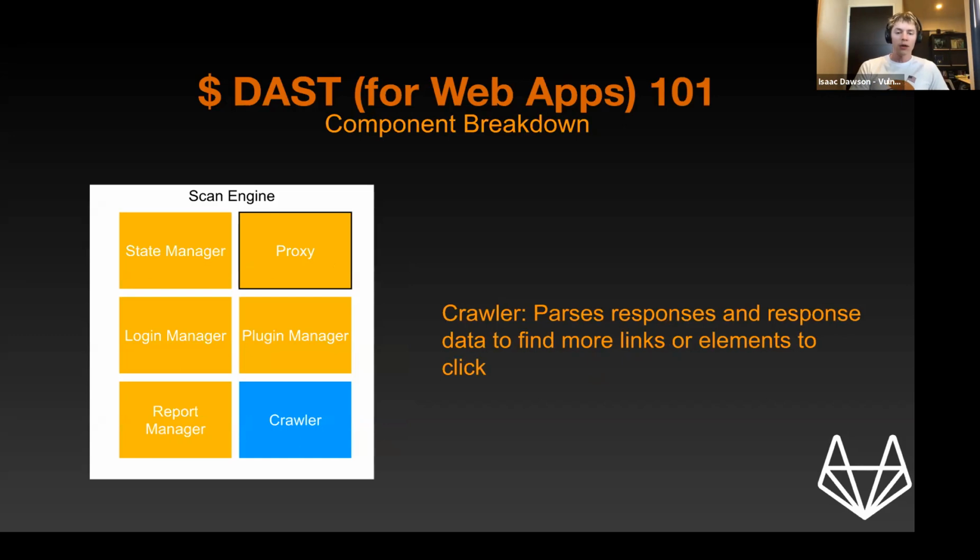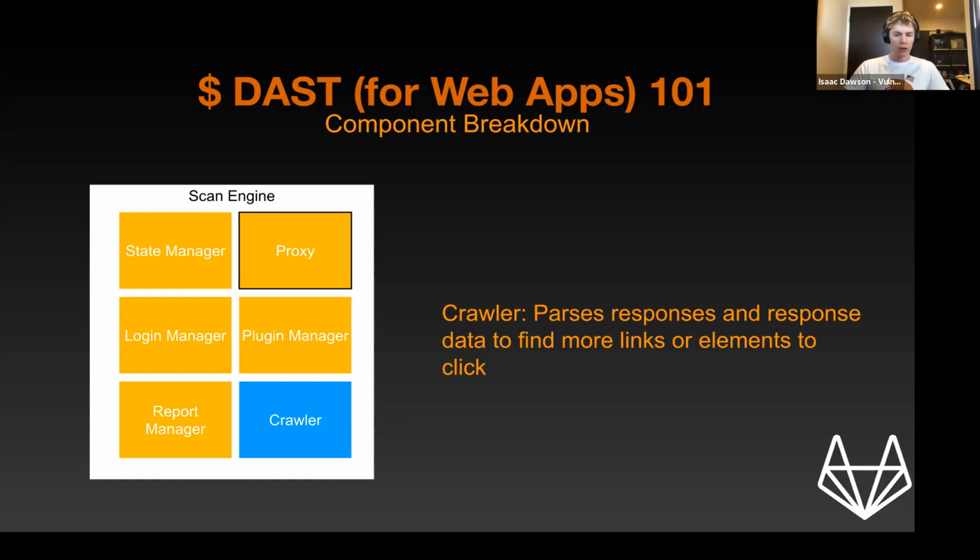The crawler really depends on the DAST tool. There's two types. There's the old type, which is send an HTTP request, get a response, parse out the HTML, look at href links or source links, attributes, and then pull out links, feed that into a queue, and then keep going through and trying to crawl that way.